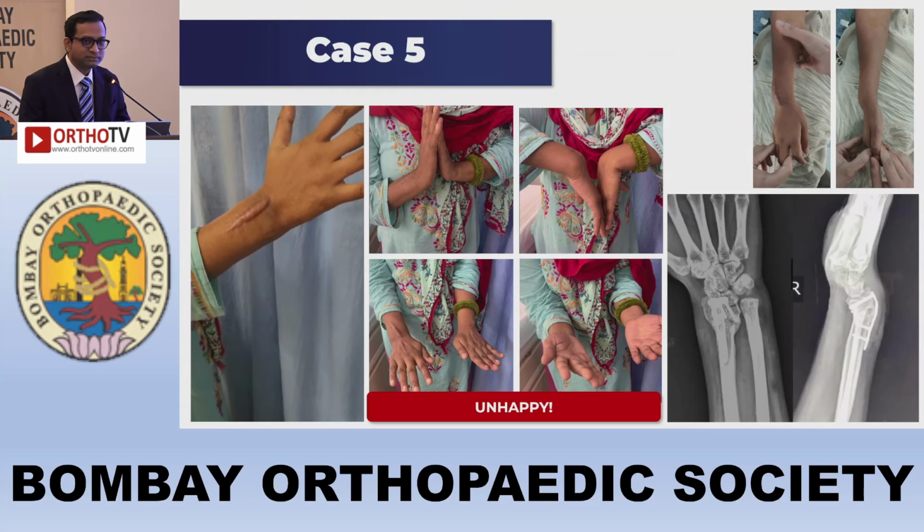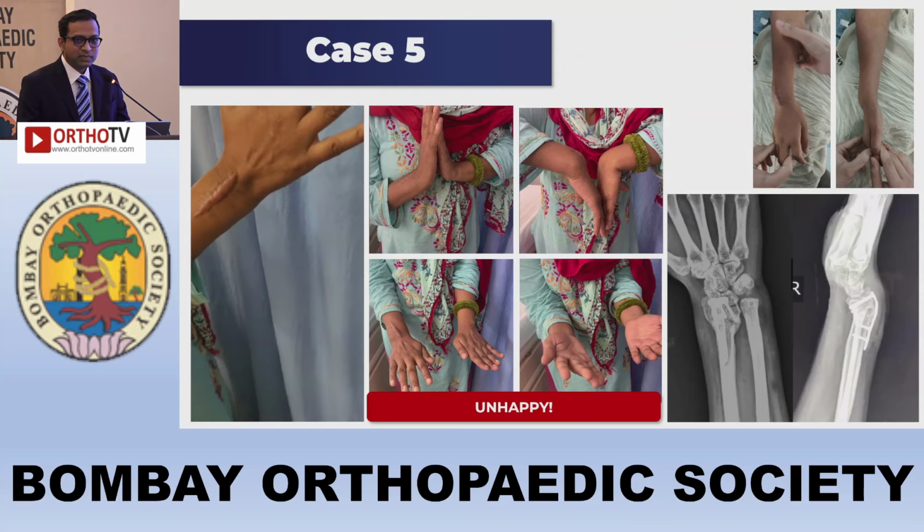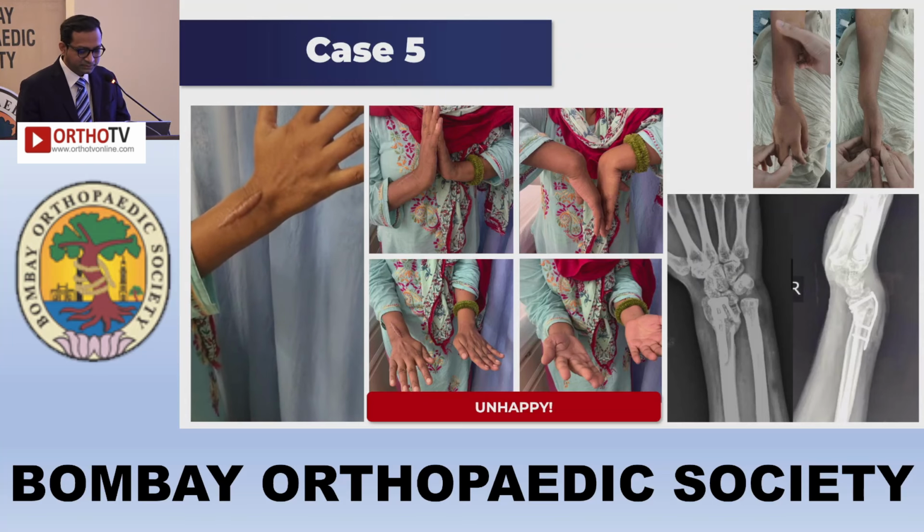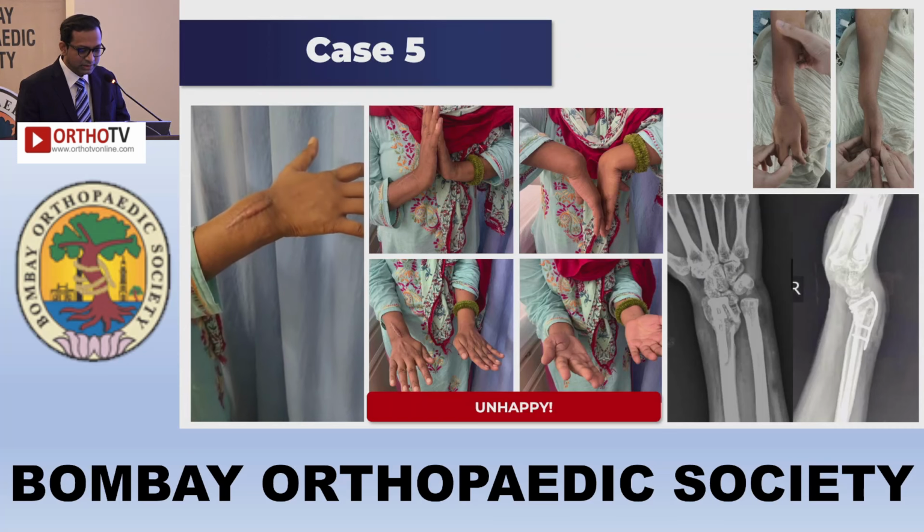What could be the cause of pain? Malunion, height is too much. DRUJ. So radial length is also increased.